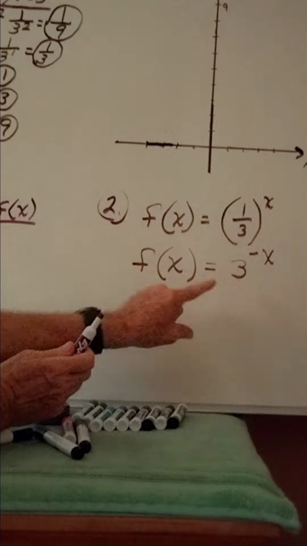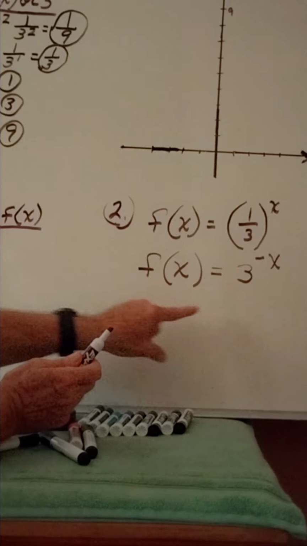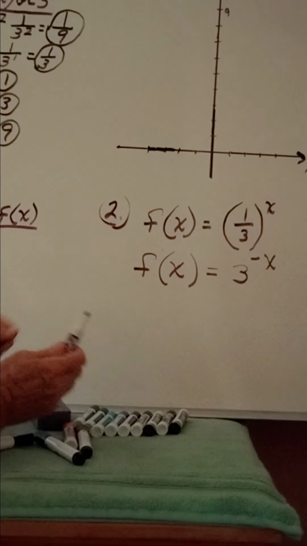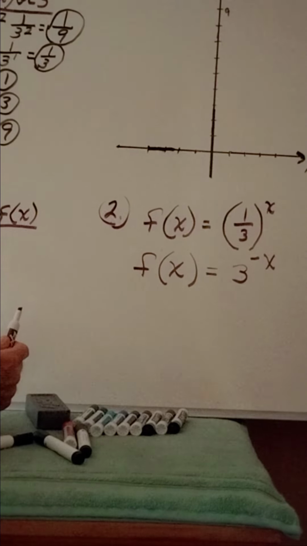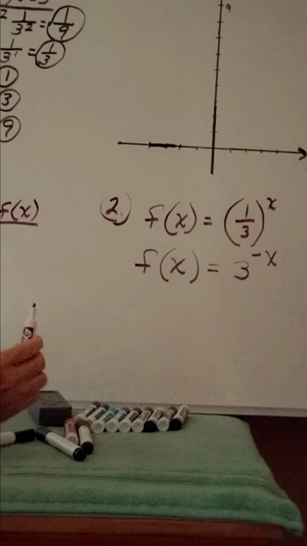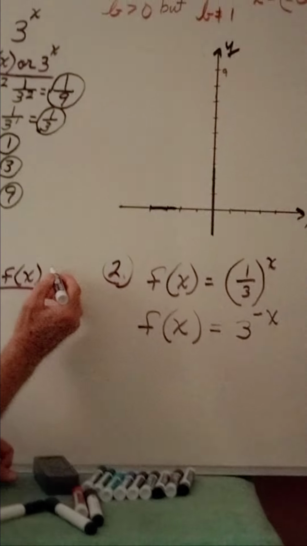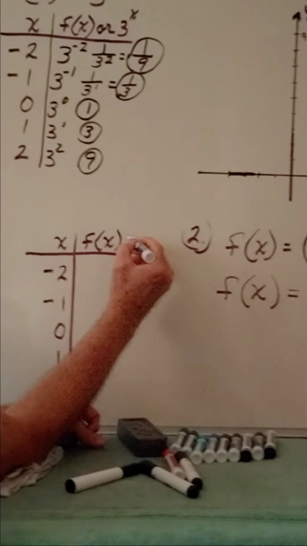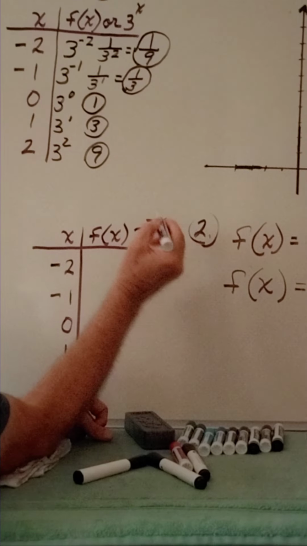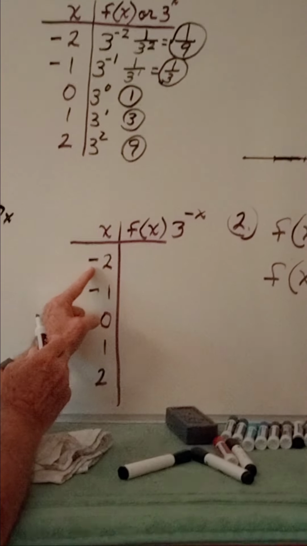And this function, written in this fashion, without having to deal with the 1/3, is a much easier function to deal with. They're the same. It's just that we won't have to monkey around with a base of 1/3. So I'm just going to stick up here 3 to the -x. And so let's start with x is equal to -2.